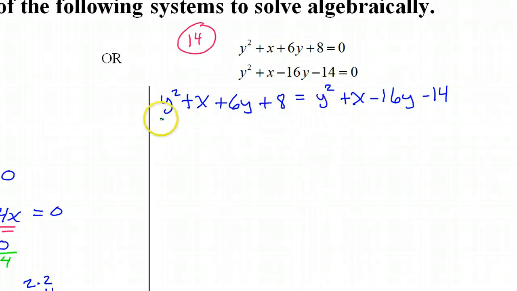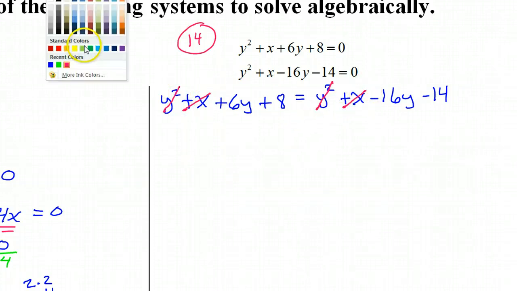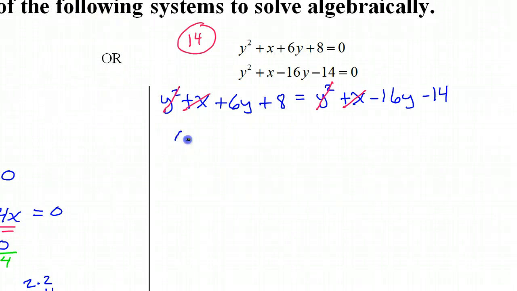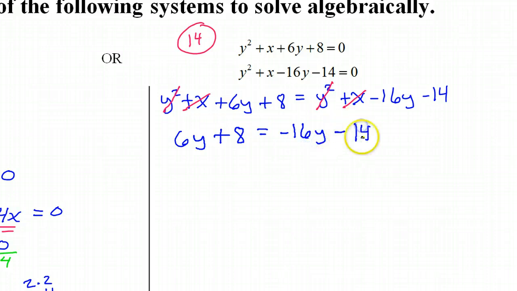Technically I'm subtracting y squared from both sides, but you know, when you see the exact same thing on both sides of the equation, you can just subtract them by crossing them out. And similarly, I will subtract this x from both sides. So that's just going to leave 6y plus 8 is equal to negative 16y minus 14. Notice how we only have one variable now, all y's.